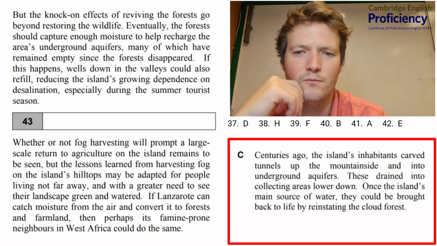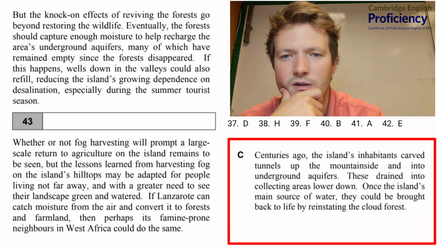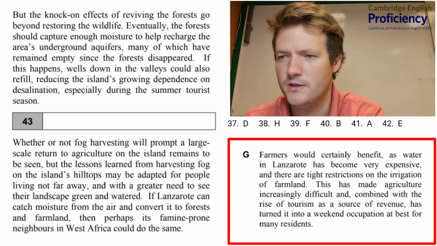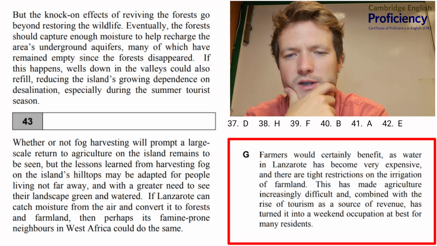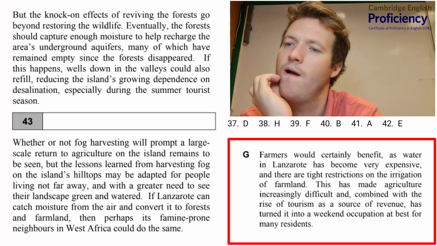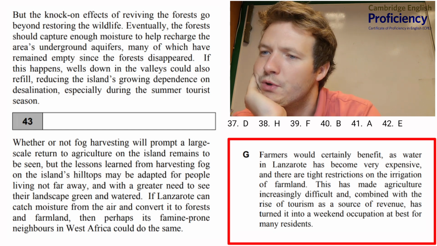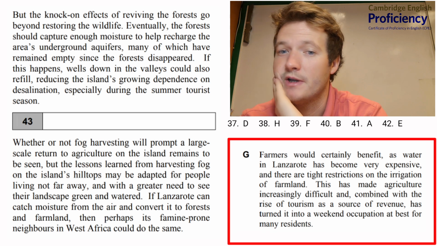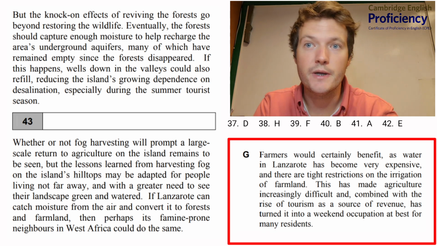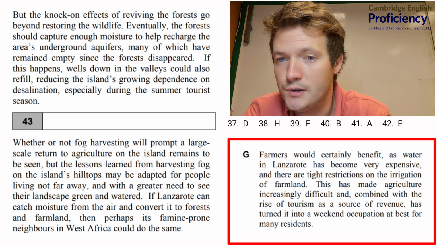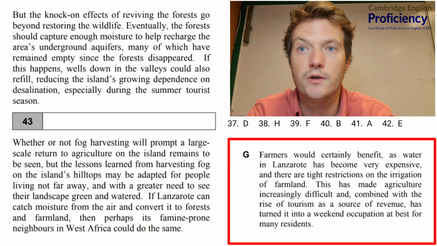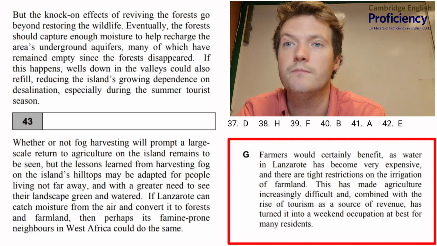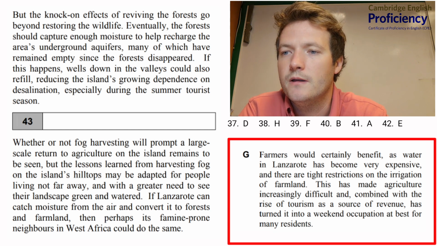Whether or not fog harvesting will prompt a large-scale return to agriculture on the island remains to be seen. I don't know. Let's have a look at G. G is the other possibility. Growing dependence on desalination, especially during the summer tourist season. Farmers would certainly benefit as water in Lanzarote has become very expensive. I guess that would be a reference to the desalination, no? That there would be more water and they wouldn't have to depend so much on what may be an expensive process, I assume, desalination. Taking the salt out of the water.